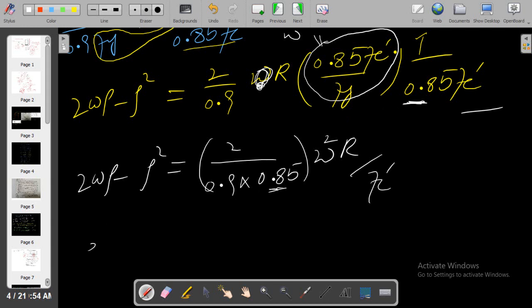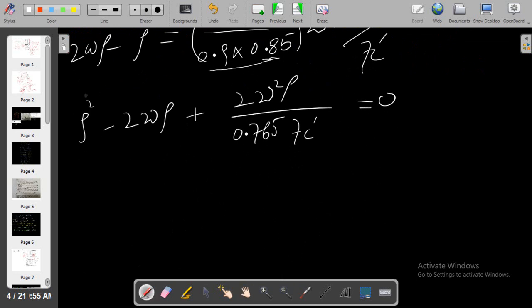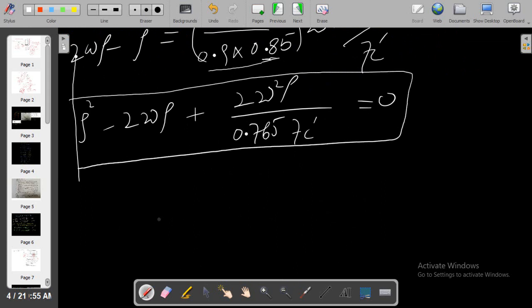And the final form will be rho square minus 2 omega rho plus 2 times omega square rho divided by, if you multiply this 0.9 with 0.85, we got 0.765 fc prime, equals 0. This is the final quadratic equation, and now we have to solve this equation and find the value of the minimum rho from it. So let me write this down on a new page.